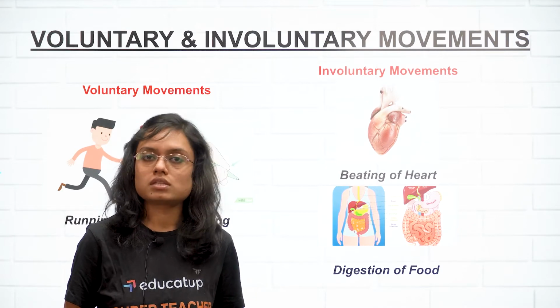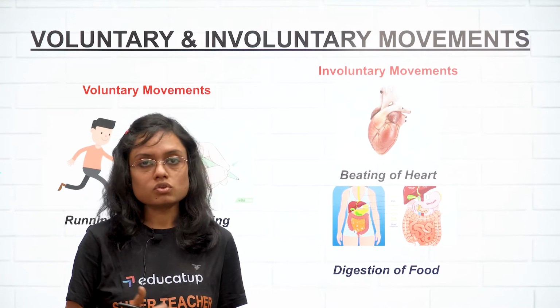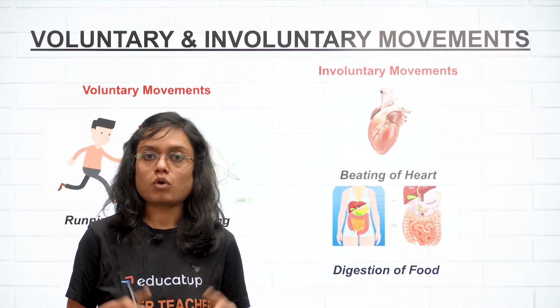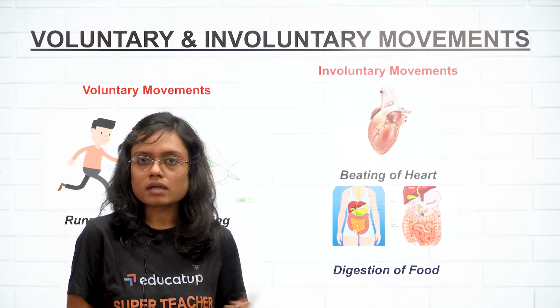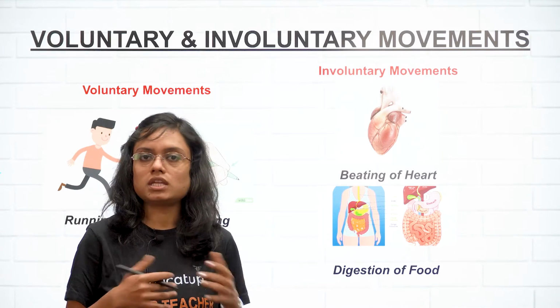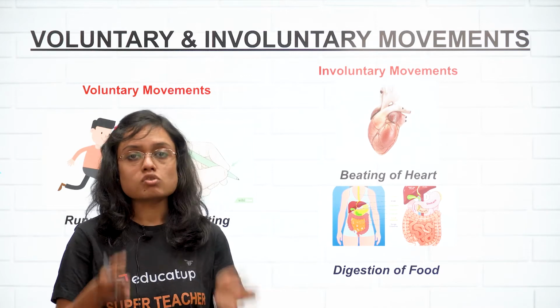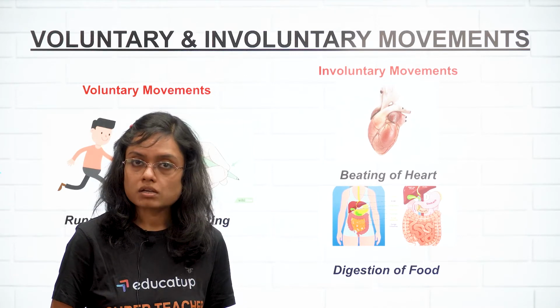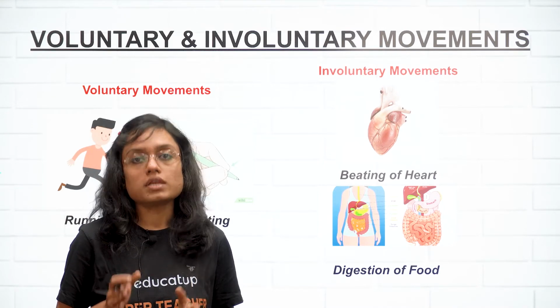Digestion of food, if we have eaten something or if we are eating something, it will go in the stomach, it will go in the intestine and the process of digestion will start. हम ऐसा तो नहीं कर सकते कि हमने खाना खाया, बॉडी में खाना गया, लेकिन हम डाइजेशन नहीं होने दे रहे हैं. Can we do that? हम खाने को पचने ही नहीं दे रहे हैं. Can we do that? No, that's not possible. So the movements which are not under our control and they happen automatically are known as involuntary movements.